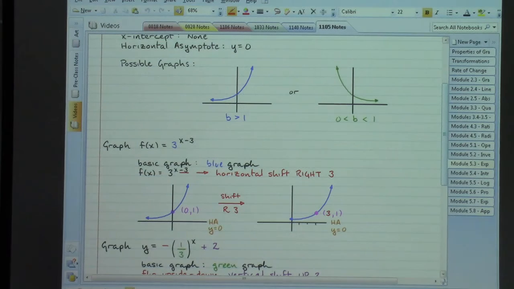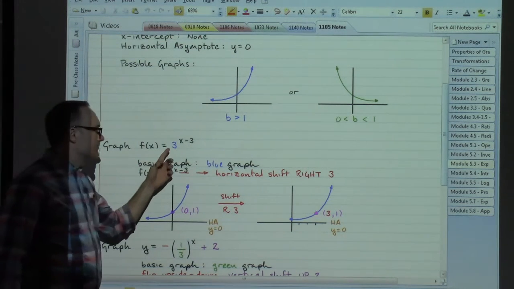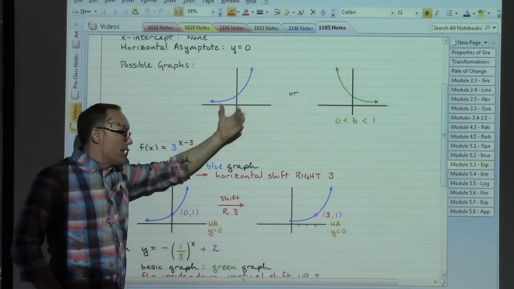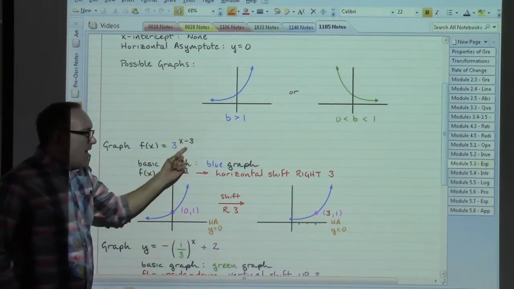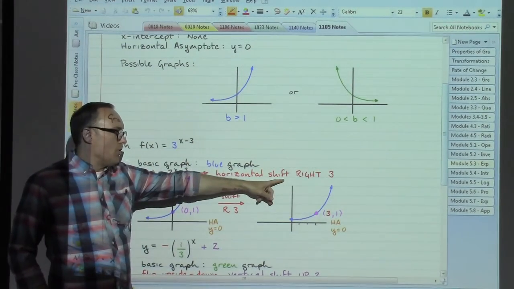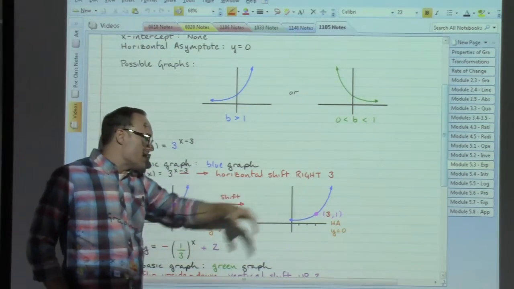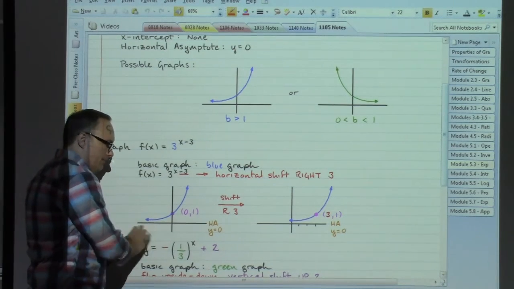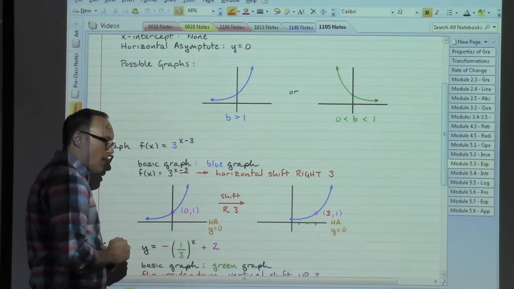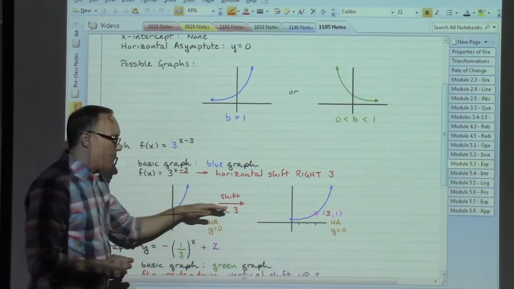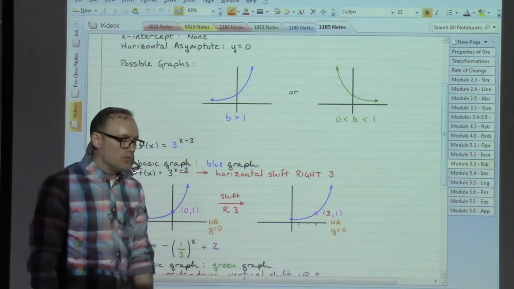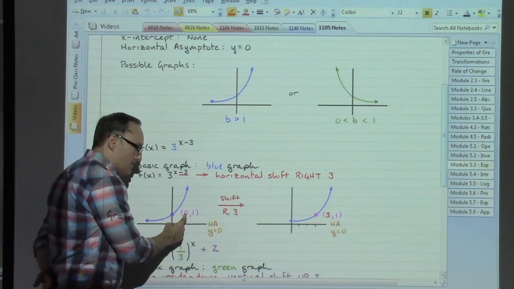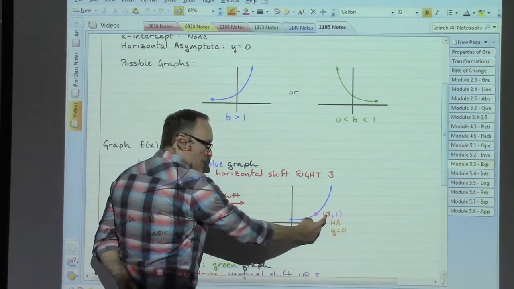Starting with the first one, where we only have one transformation. Because we have a base 3, we're going to be starting out with the blue version as our basic graph. Because that power has been changed, that corresponds to a horizontal shift, specifically shift right 3. So if we take our basic shape and we've got that y-intercept 0, 1, we've got that horizontal asymptote y equals 0, and we shift that blue graph to the right, and we shift our horizontal asymptote to the right, our horizontal asymptote doesn't change. Our x value does. 0 plus 3 is 3, 1.